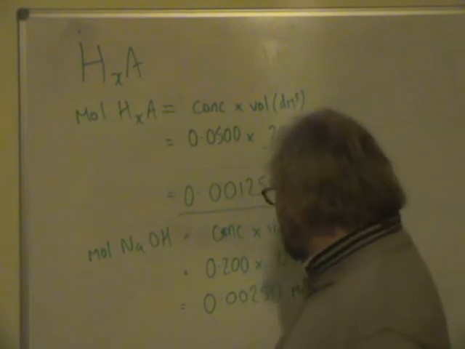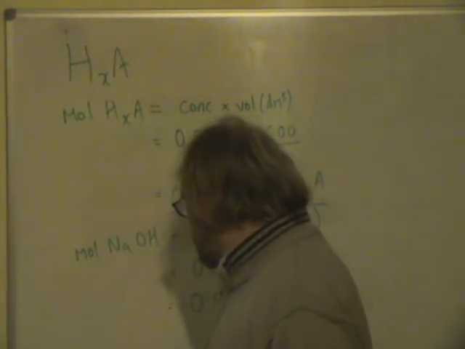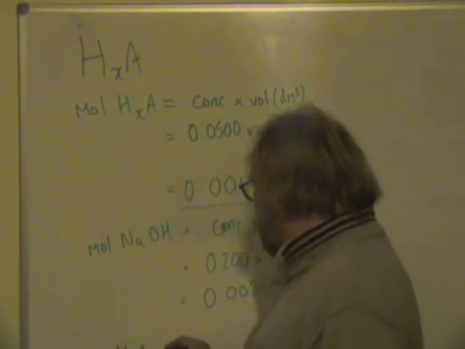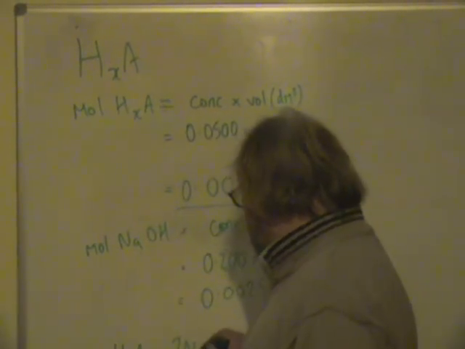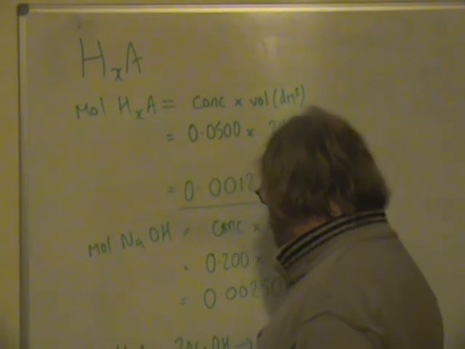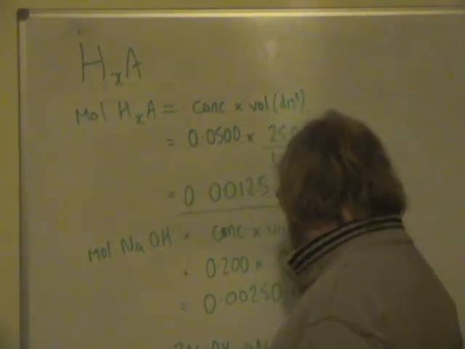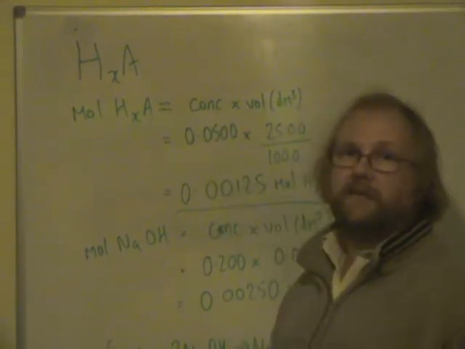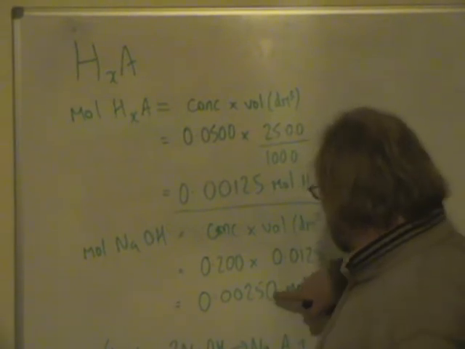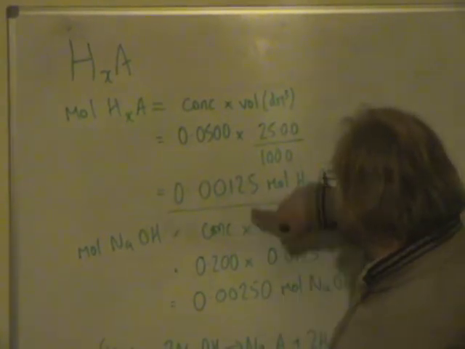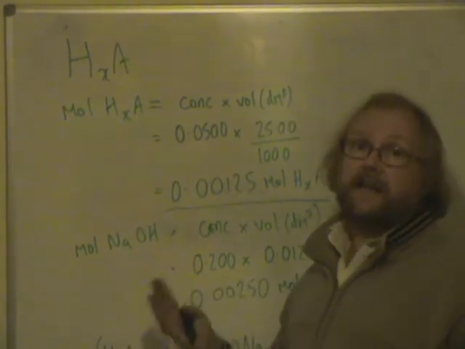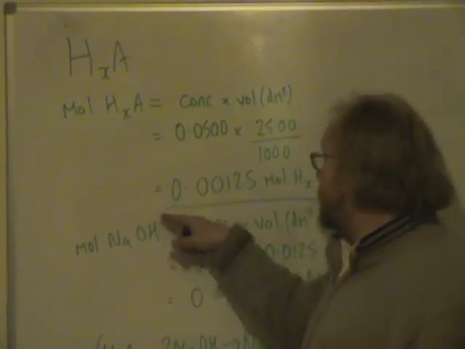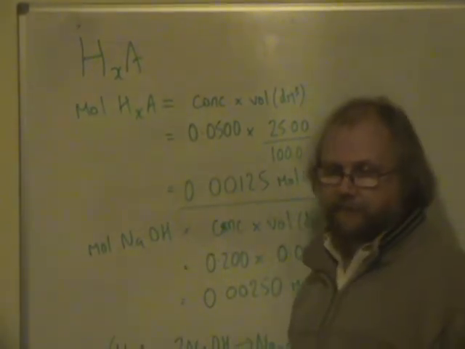You could write that as an equation if you wanted to, although you don't need to. If you say X is equal to 2, the formula is H2A, and that reacts with 2 moles of NaOH to give you Na2A plus 2 waters. Okay, but you don't need to write it in the form of an equation. You can simply say that because you need twice as many moles of NaOH as of HXA, then each mole of HXA must provide 2 moles of H plus ions, and therefore X is equal to 2.